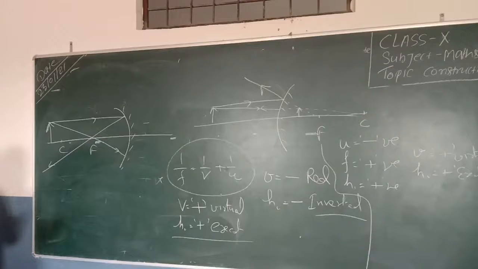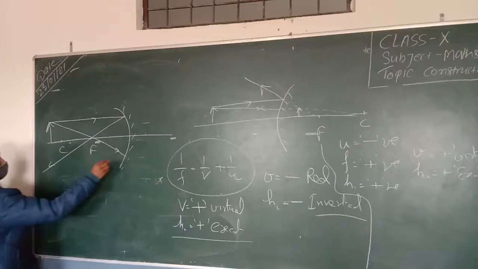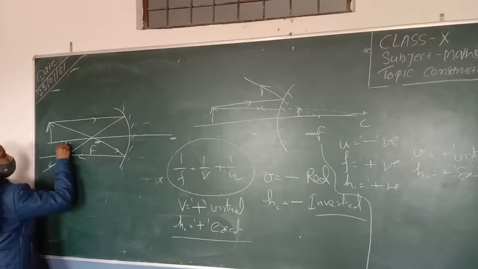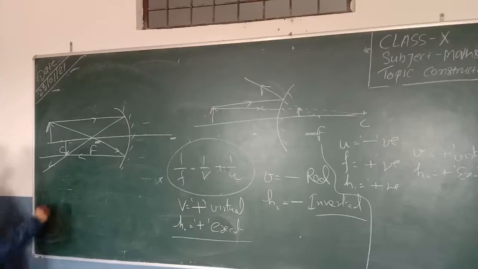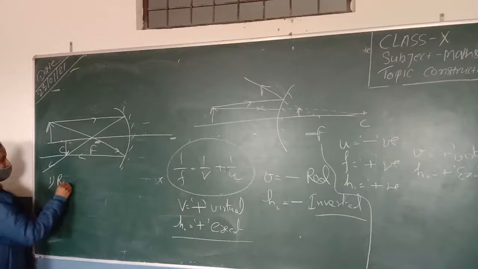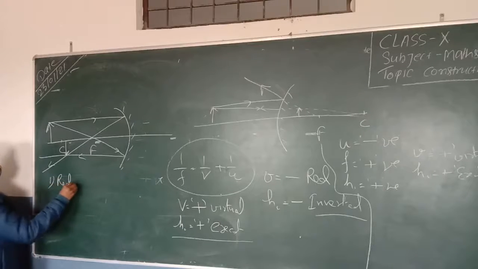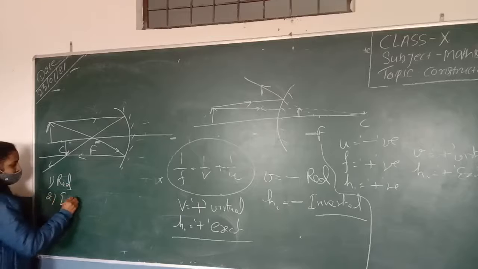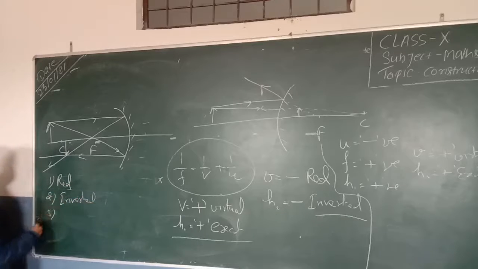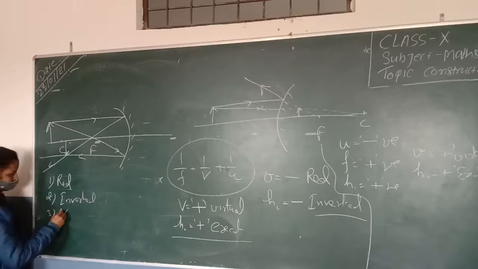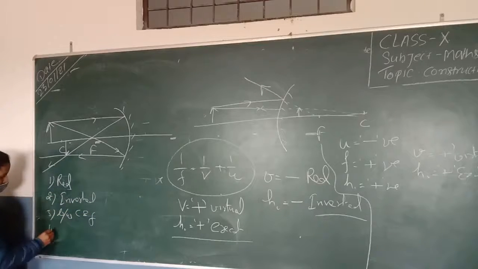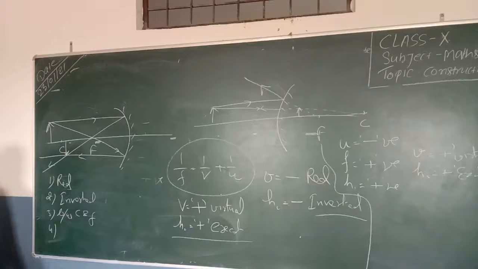If you are placing the object beyond C, where will the image be formed? Between C and F. Very good, Bobby. So it is formed between C and F. Bobby, what is the nature of the image formed? Real and inverted. It is real because the light rays are actually meeting at a point, and a real image is always inverted. It is formed between C and F. And the fourth one is smaller than the object.